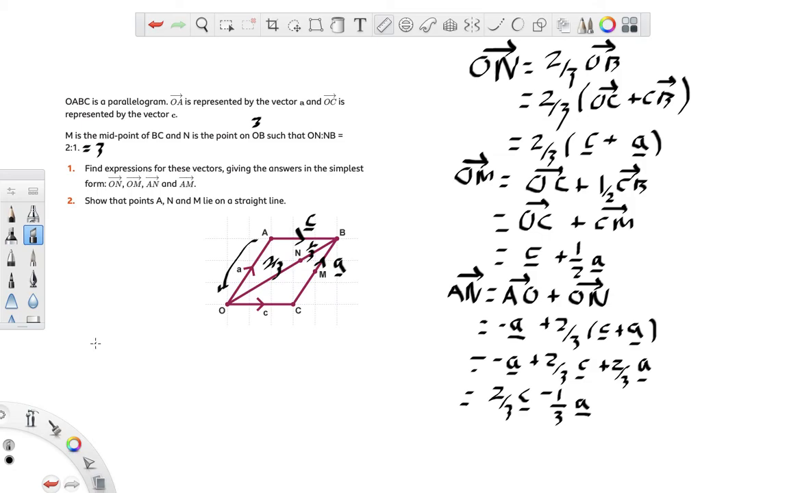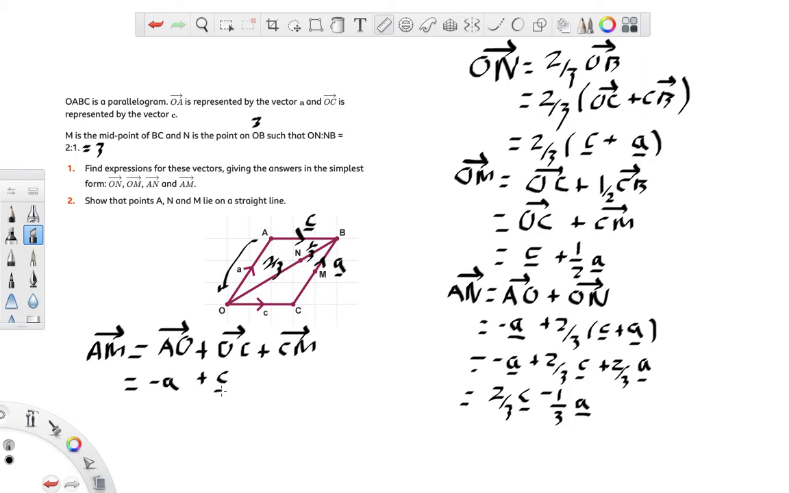And I'll come across here for A to M. So we're going from A all the way to M. Well, how do we define that route? Well, again, we'll be going from A to O. Then we've got to go from O to C. Then we've got to go from C to M. Well, A to O, as we've previously discussed, is minus A. O to C, well, that's just the vector C.